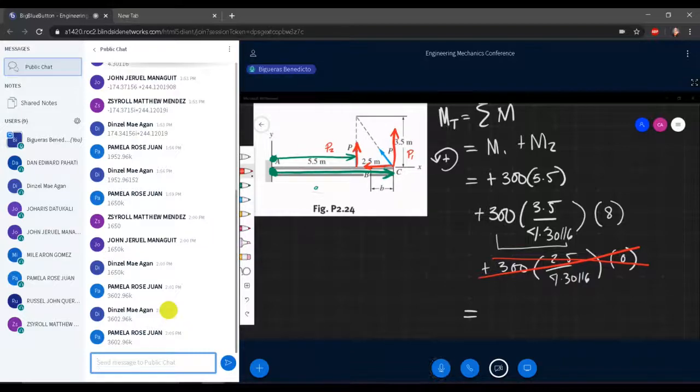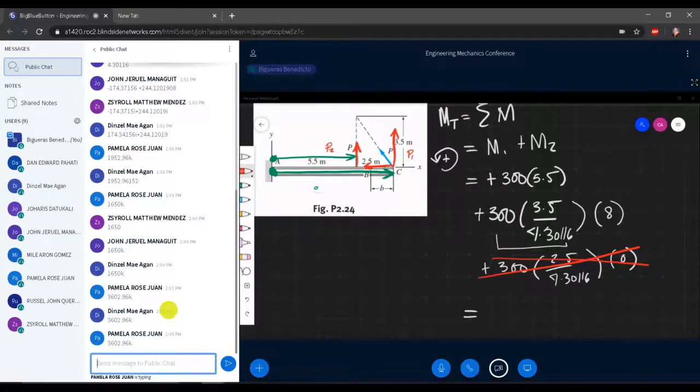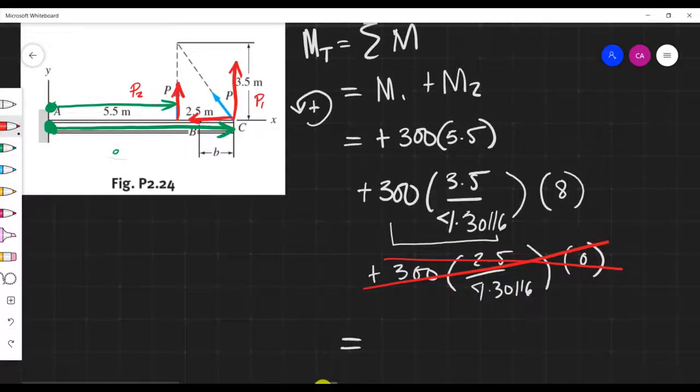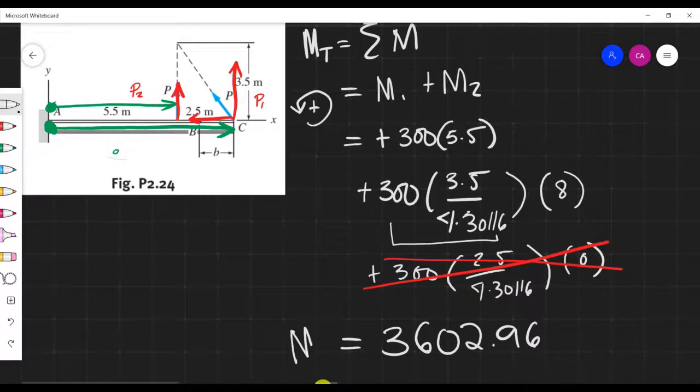Pa-type ng sagot, baka iba tayo ng sagot. Same, sir, no? So, 36202.96. Ayun siya, yun yung moment total. Okay? Positive siya kasi yung positive consideration natin pag ganyan, positive.